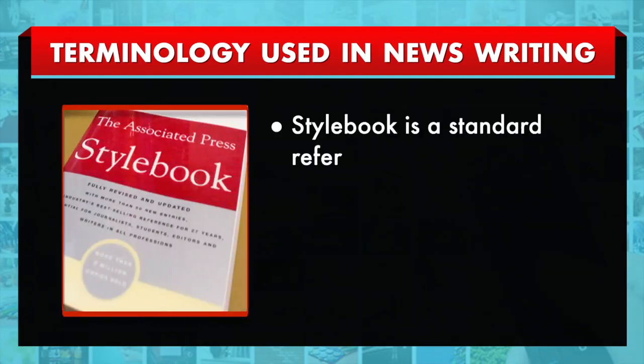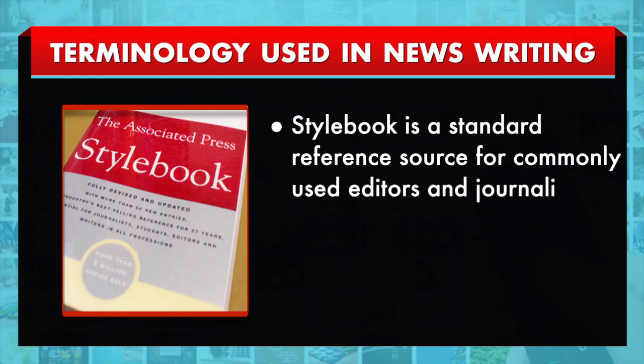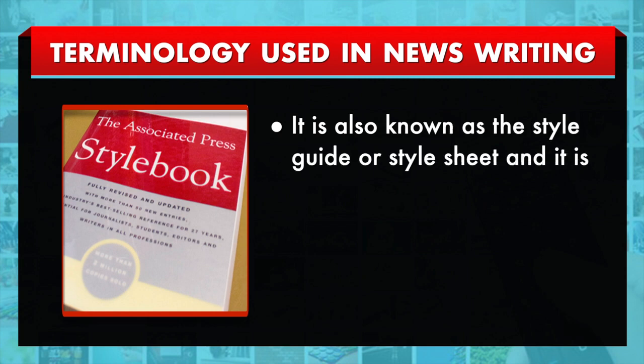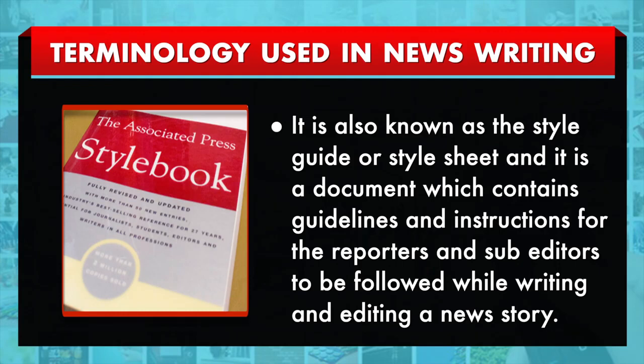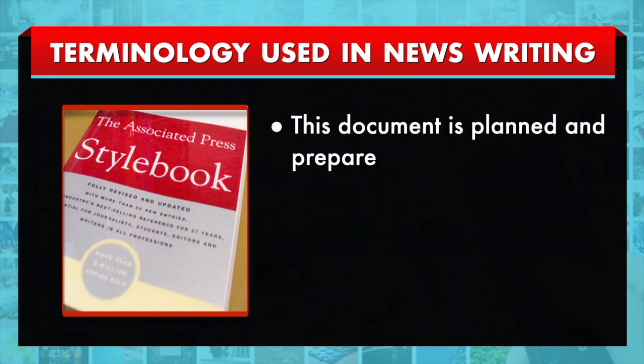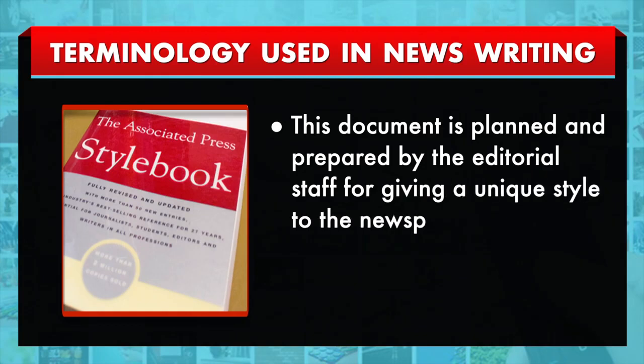Style book is a standard reference source commonly used by editors and journalists. It is also known as the style guide or style sheet, and it is a document which contains guidelines and instructions for reporters and sub-editors to be followed while writing and editing a news story. This document is planned and prepared by the editorial staff for giving a unique style to the newspaper.